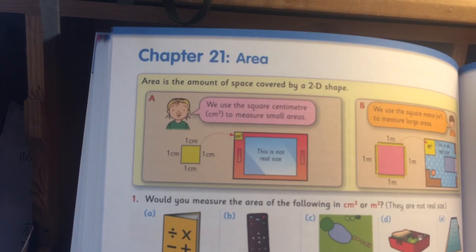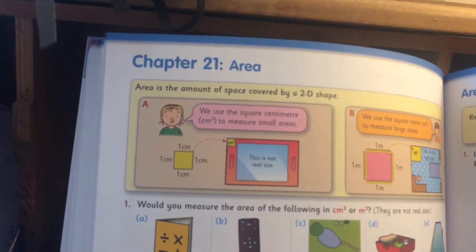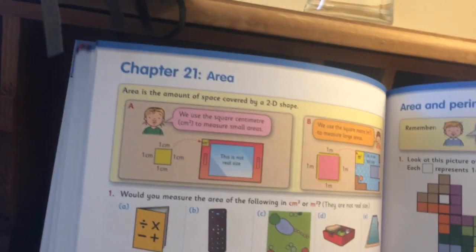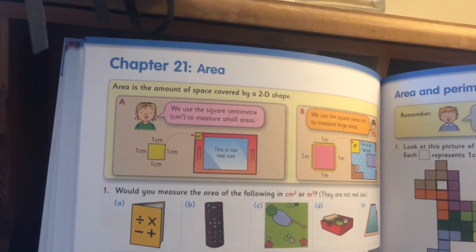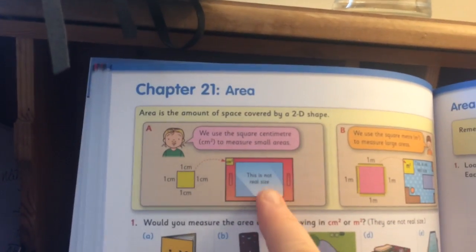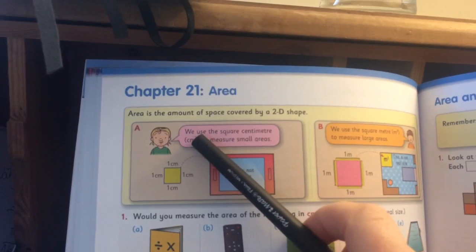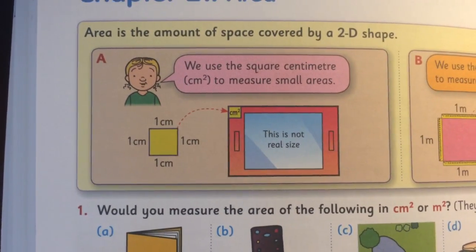Area is the name that we give to the amount of space covered by a 2D shape. It's like a 2D shape might be carpet and we put it down onto the floor. That's the area, the space that it takes up. We use square centimeters. The squared is the 2 in the corner there. Square centimeters measure small areas.